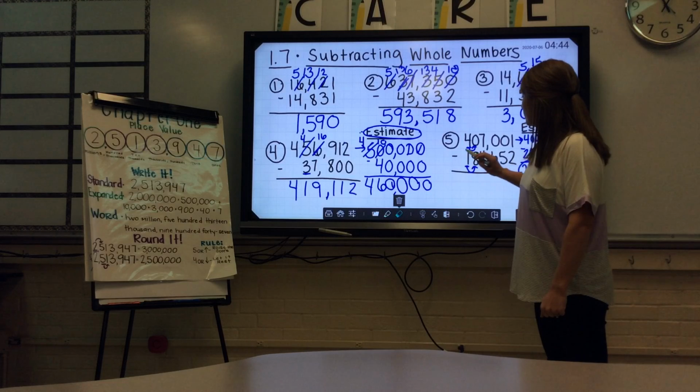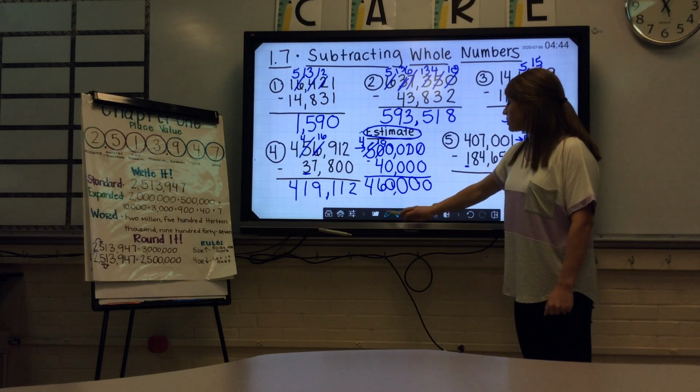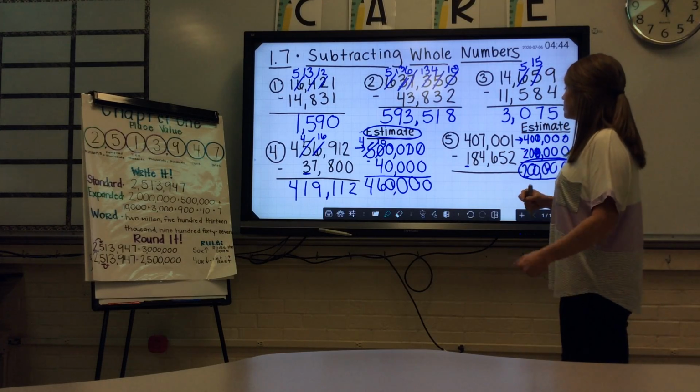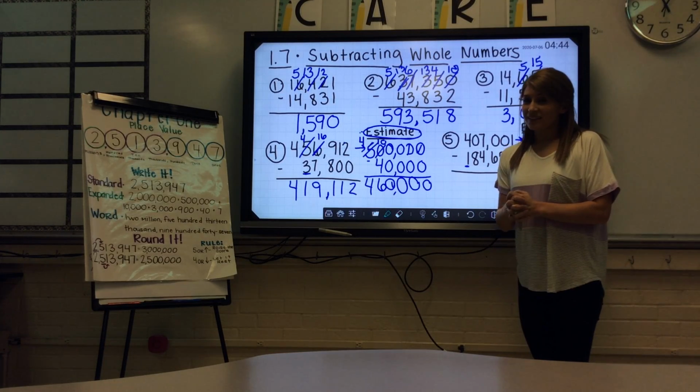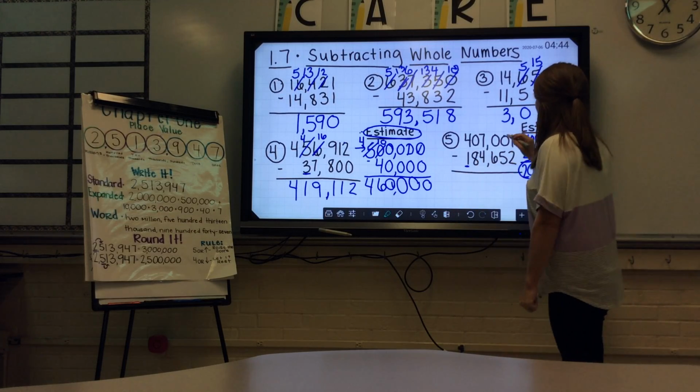Okay. Get these arrows out of the way. There we go, so we can do our work. 1 minus 2. Can I do that? No. Okay, so I got to go next door and borrow. So I'm going to go next.